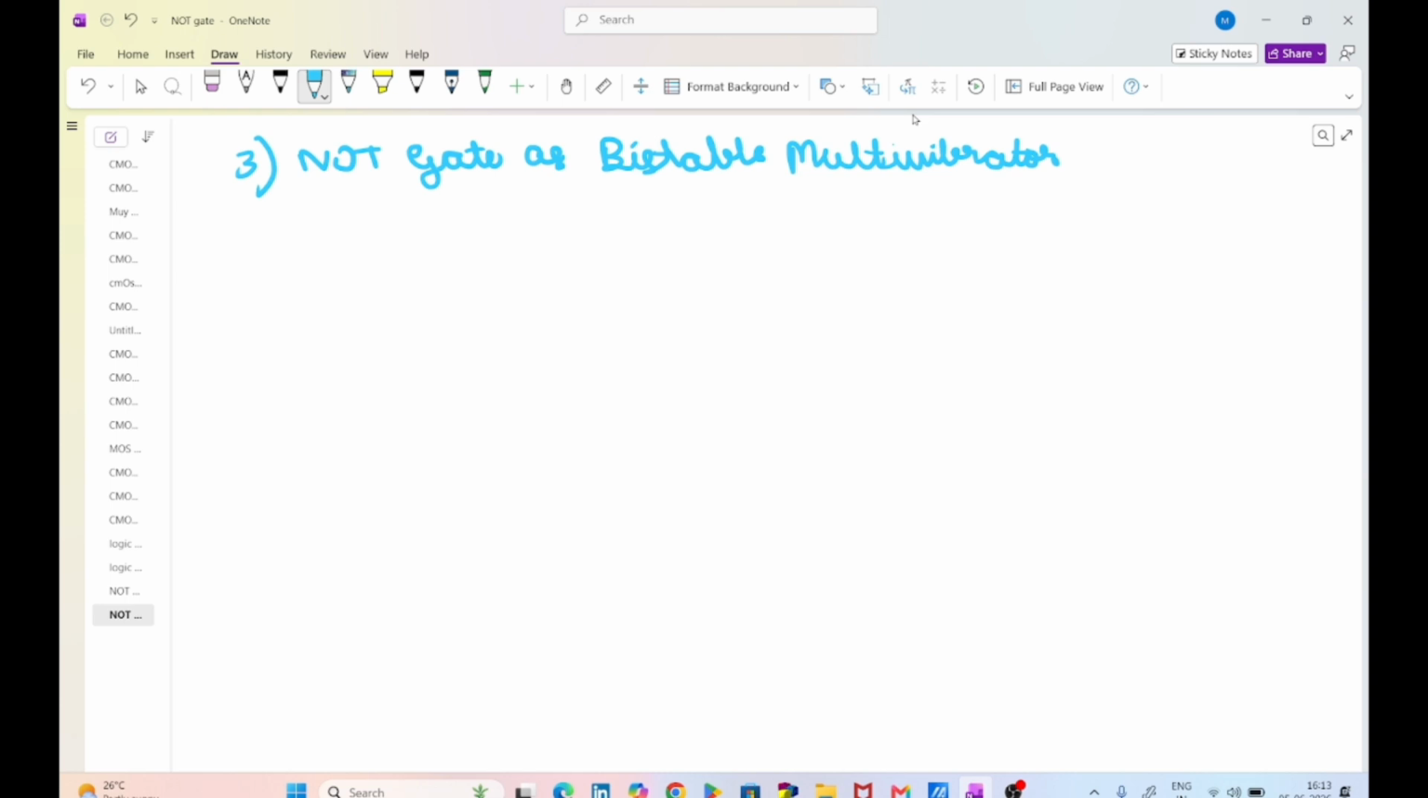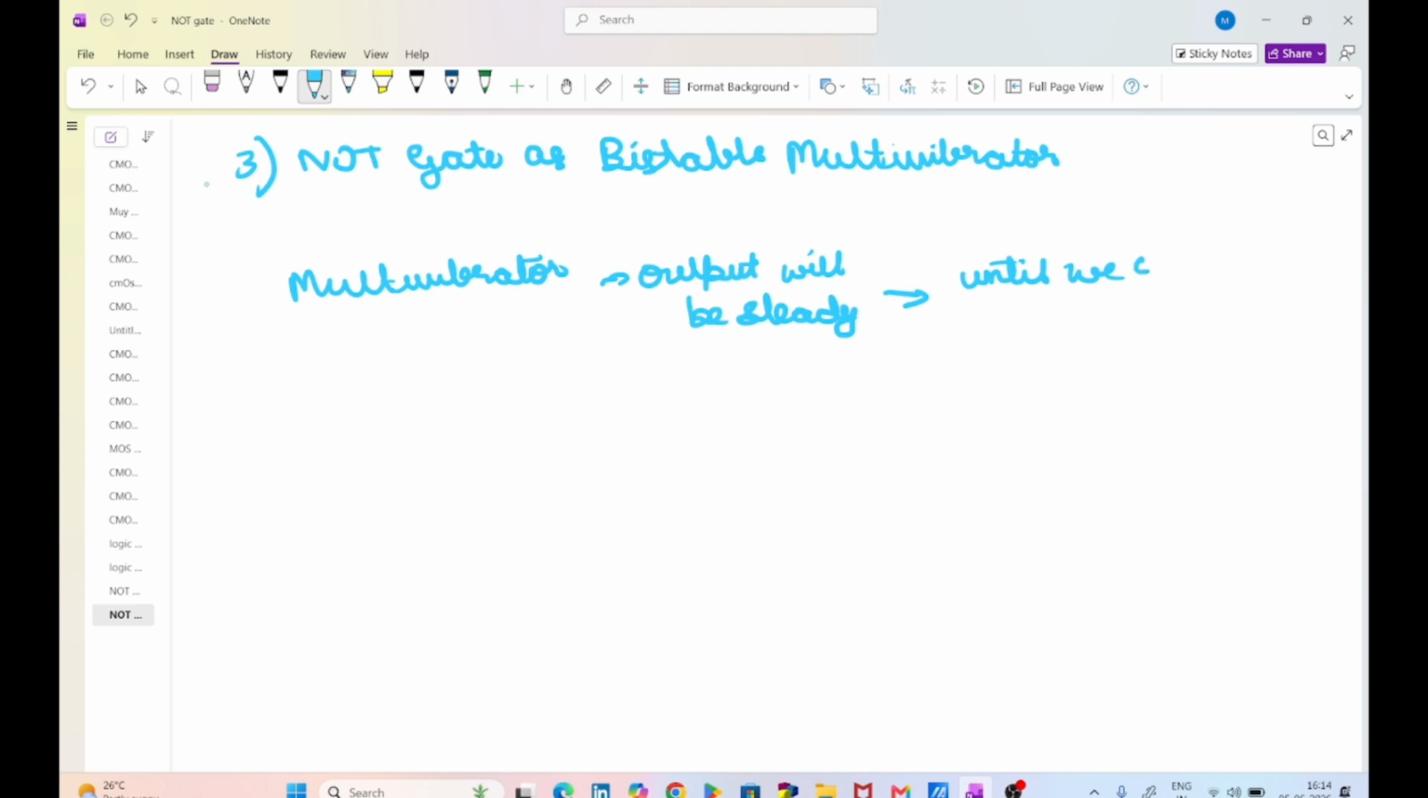What does it mean by multivibrator? In a multivibrator, the output will be steady. That means the output does not change till we change the input. That means it will be in the steady state until we change the input. This is the meaning of the multivibrator.